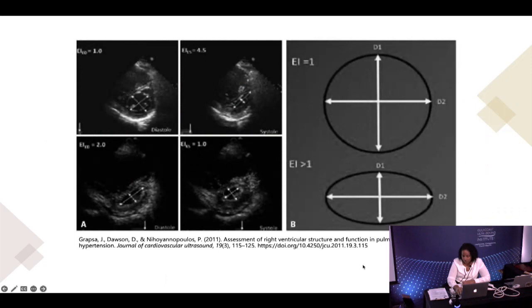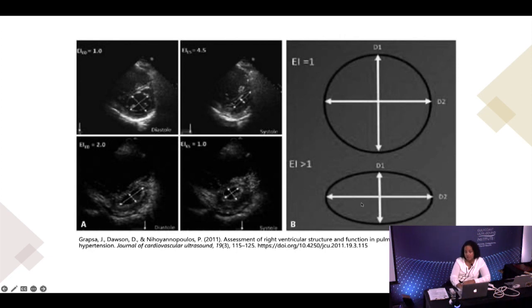We can further talk about design by talking about the eccentricity index. In a normal ventricle, if you measure the perpendicular measurement from the septum all the way to the free wall of that ventricle, or the parallel measurement to the septum, like we have right here, D2, we see that those two lines are pretty much the same length, a perfect circle. So that eccentricity index is 1.